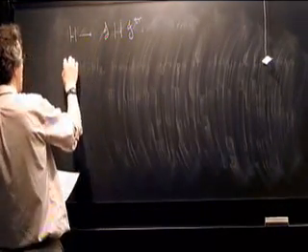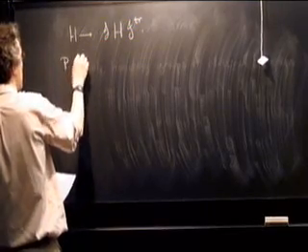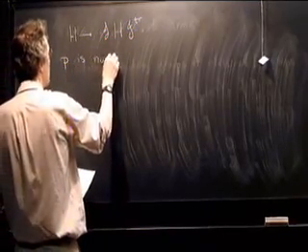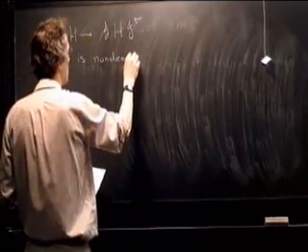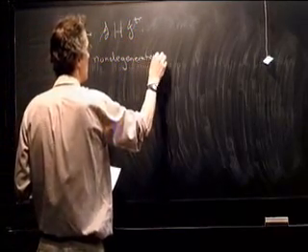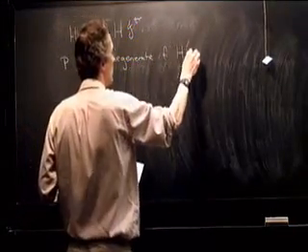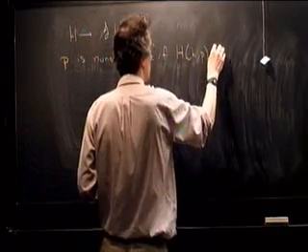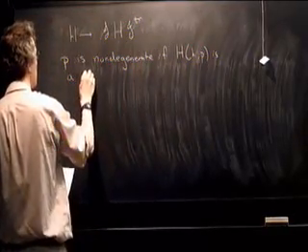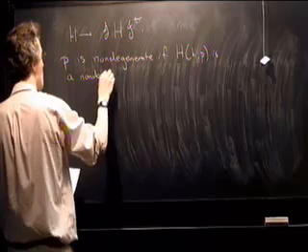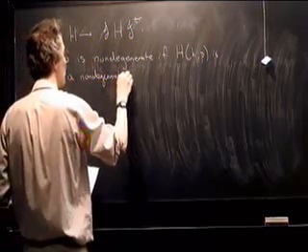So we can say that P is non-degenerate if the Hessian h_P is a non-degenerate quadratic form.